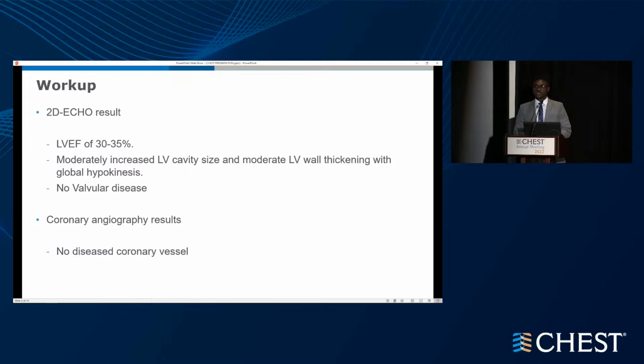And his initial 2D echo showed an EF of 30 to 35%. There was moderately increased LV cavity, and LVH was also noticed with global hypokinesis. There was no valvular disease. And just to go through the workup, just to make sure that he didn't have any coronary artery disease, we did a coronary angiography. Most of the results not mentioned here, but he had no diseased vessels. There was no SCAD. His LVEDP, I remember, was about 18 millimeters of mercury, just slightly elevated.